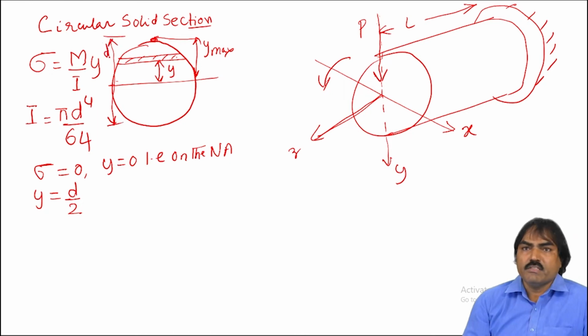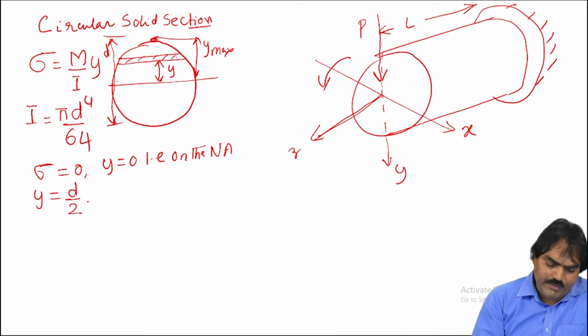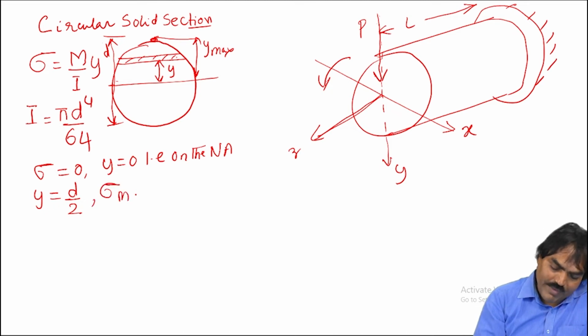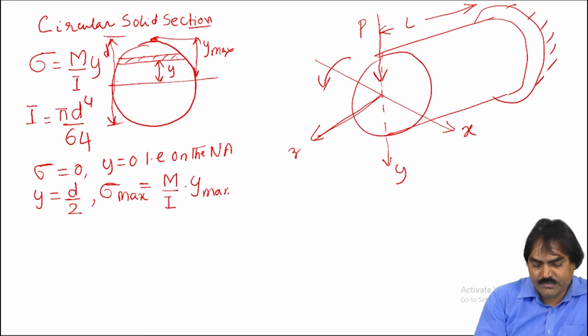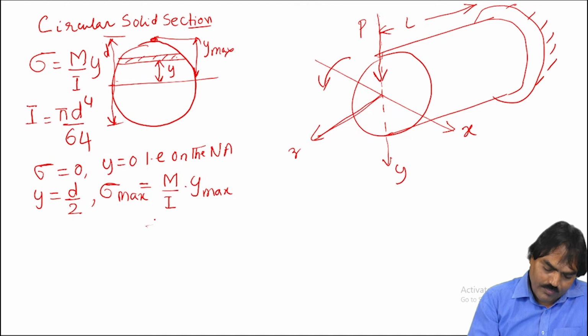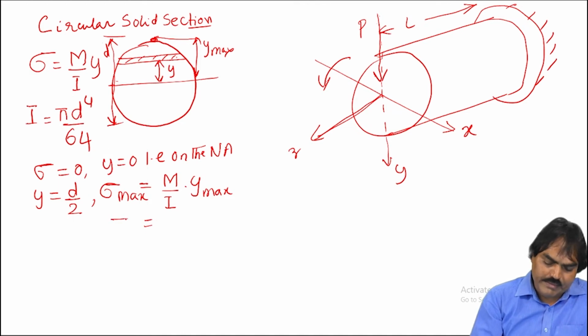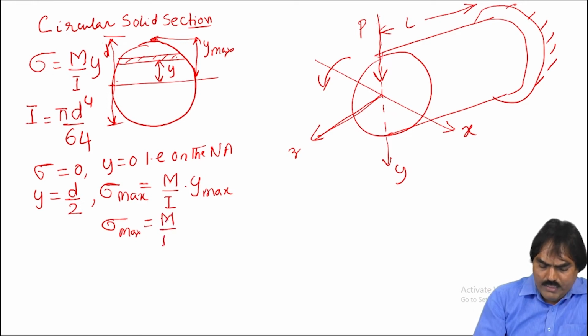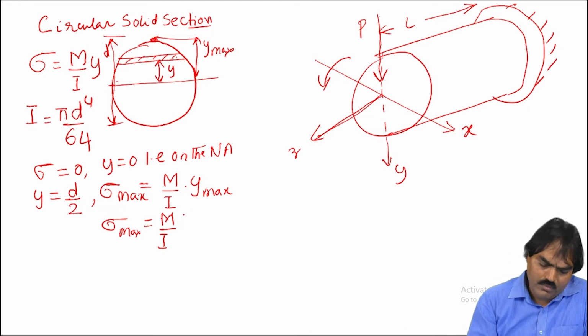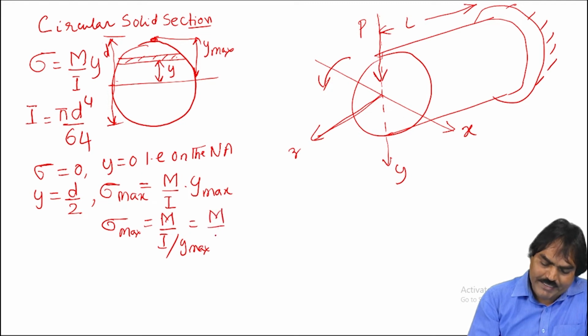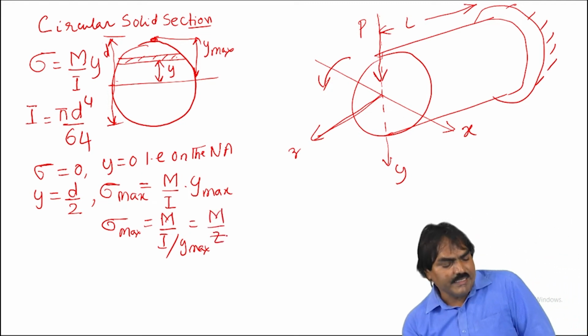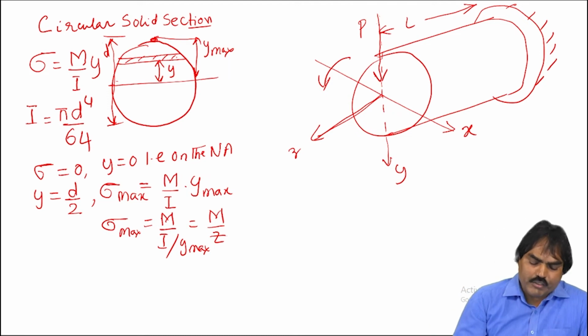D is the diameter of the circular section. When y is equal to d by 2, the bending stress becomes maximum. Sigma max is given by M by I into y max. This we are calling as M by Z, where Z is the section modulus for a circular section.